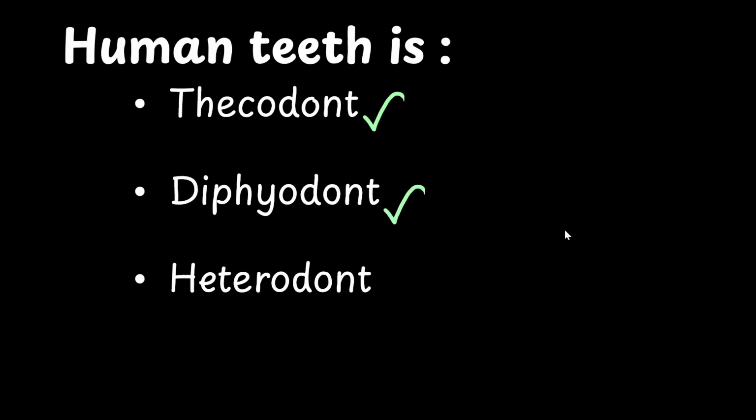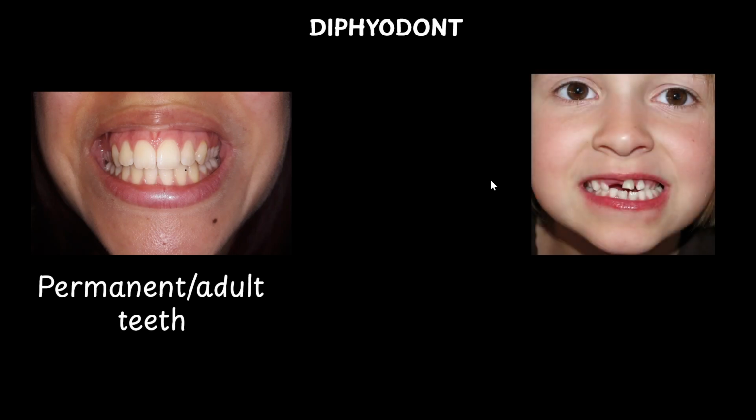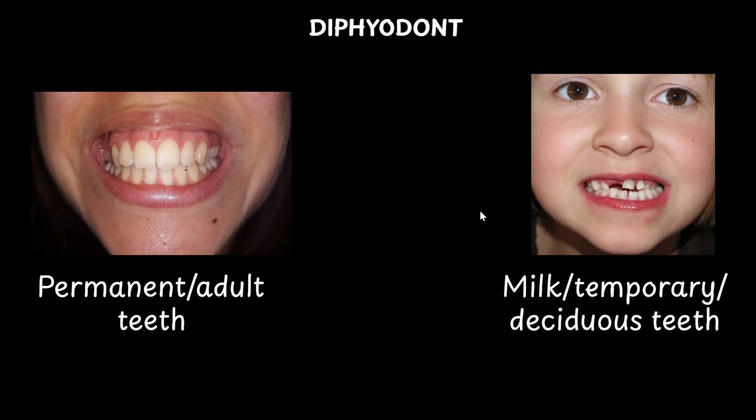Next is diphyodont. The majority of mammals, including humans, have two sets of teeth during their entire lifetime, and that is called a diphyodont. If you have only one set, it's called a monophyodont. As an adult, we have the set which is called the permanent or the adult teeth. In children, these are called the milk teeth, the temporary or the deciduous teeth.